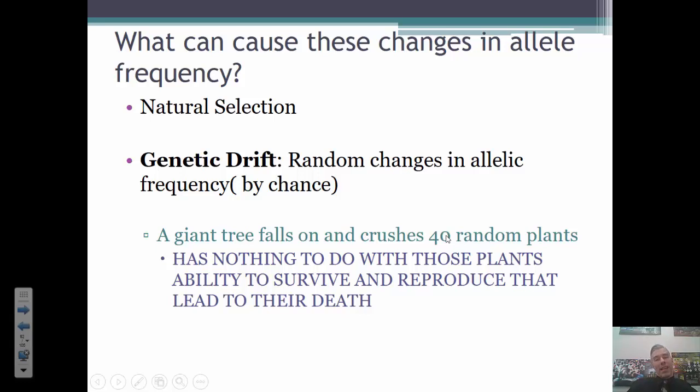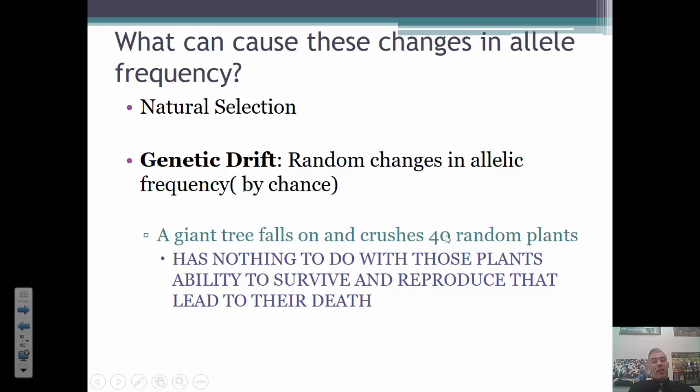But one of the cool examples of the way evolution can occur that has nothing to do with natural selection is called genetic drift. Drift is one of the most important things to understand in terms of evolution. This is random changes in allele frequency. So random things happening completely by chance, not because they have a selective advantage. Okay, so an example of genetic drift. So a giant tree falls on and crushes 40 random plants. It has nothing to do with their selective ability. The 40 random plants die.